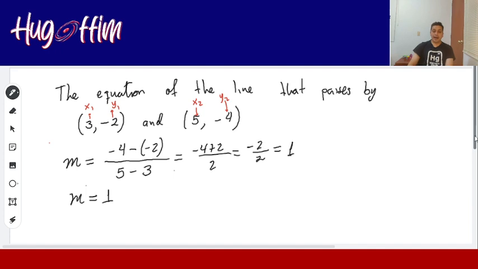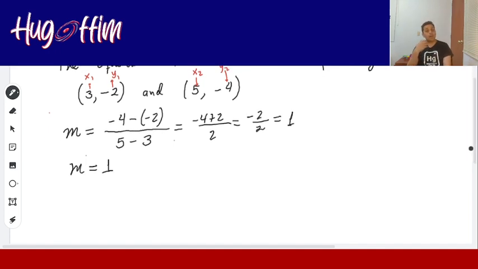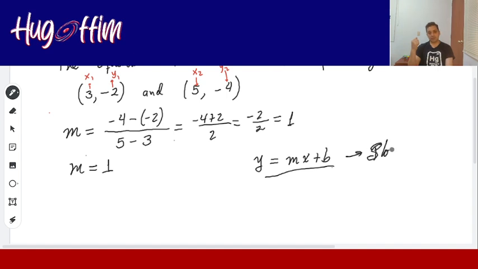Now, the y-intercept form is when you want to put your equation or your linear function in the form mx plus b. So that's the form that we call slope intercept form.